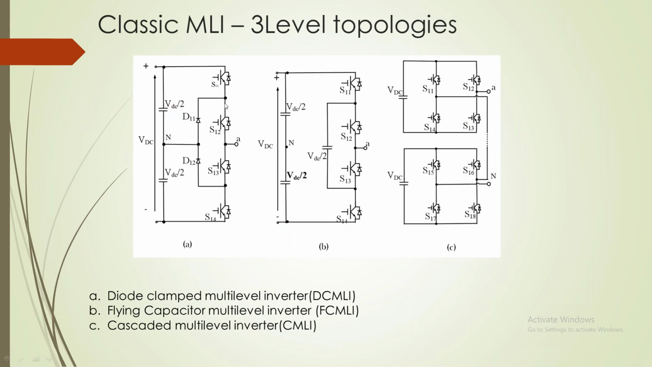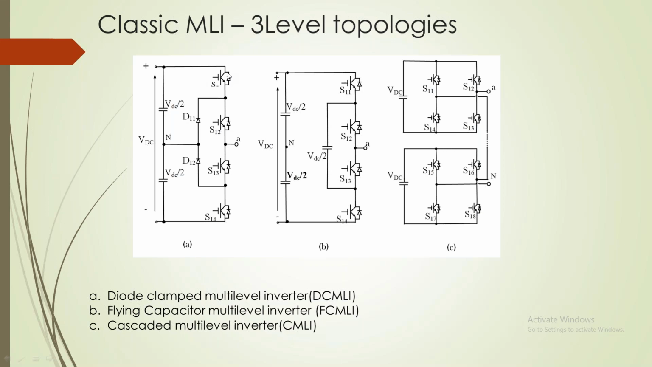If you observe, for inner levels, if I want to produce the zero voltage level or the plus VDC by 2 voltage level, in both cases the switch S12 is turned on. For both these cases, S12 is turned on. But S11 is turned on only when I want the highest voltage level, that is plus VDC by 2.